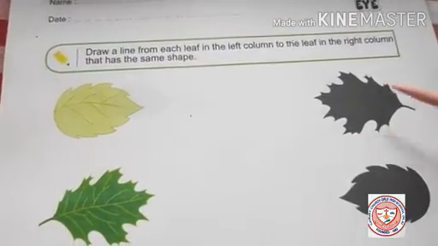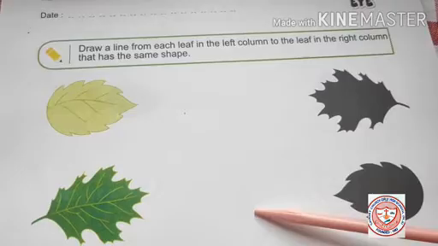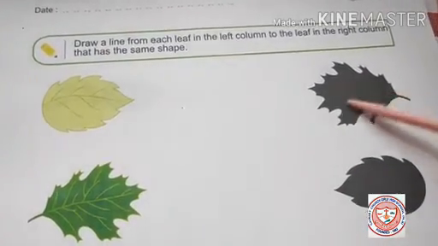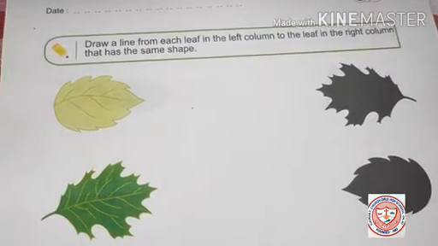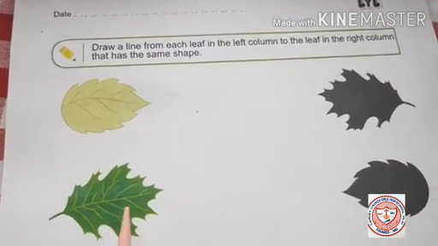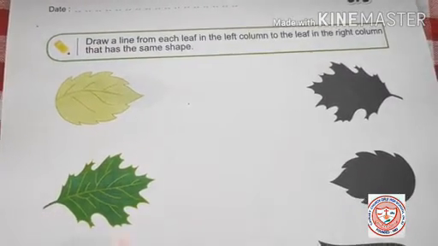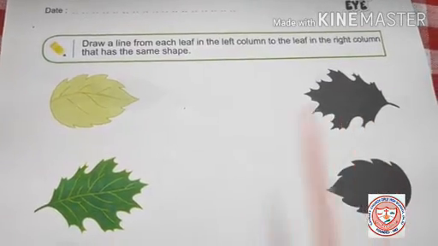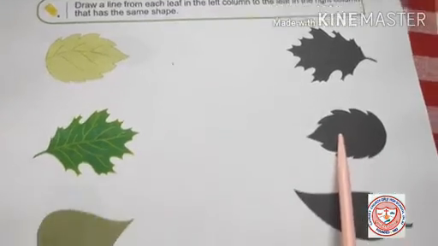In this worksheet, what we have to do is, on one side a colored picture of the leaf is given, and on the other side you can see the picture with the black shadow. So the shadow of the leaf is given. We have to match this with the correct shadow. Like this picture, you see this is one leaf and you have to match it with the shadow. In the same way, with this leaf, the shadow is this one.